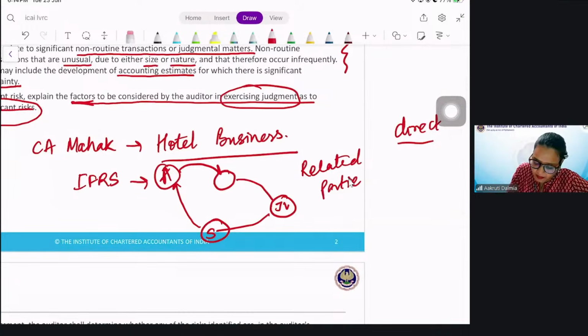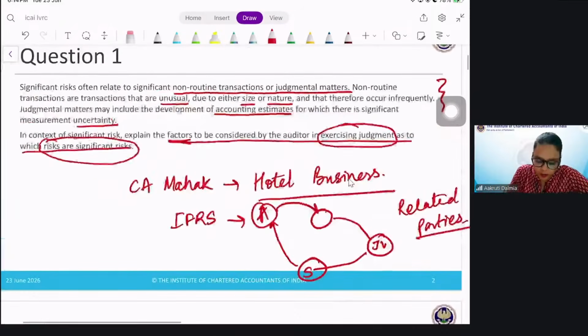If Mehak sees any salaries or rent being paid to the relatives of the directors, will Mehak guide her audit assistants that, hey, this might be a significant risk? Will you guide it? Yes. So, related party transactions. So how do we think of the answer? If you remember just one point now, you will remember the whole flow. So just remember what factors are to be considered by the auditor in exercising judgment as to which risks are significant risks.